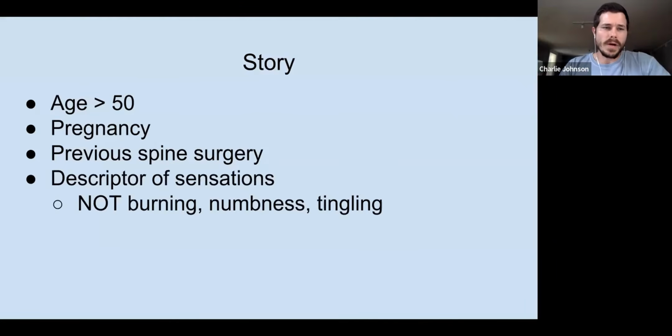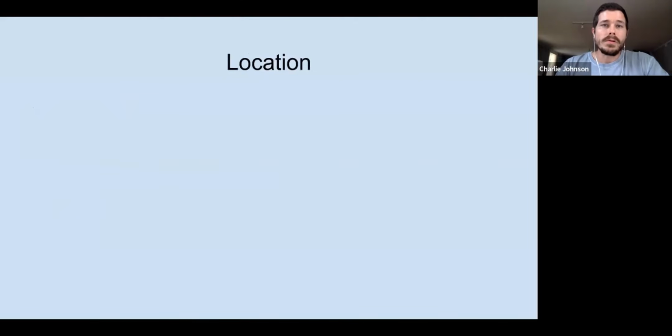So if you're coming to me right away and you're saying, hey, I've got burning, numbness, and tingling, right, the chance you have an SI joint problem goes way down because most people do not describe SI joint pain as that of burning, numbness, or tingling, which is more quality associated usually with nerve type symptoms. That's the story.